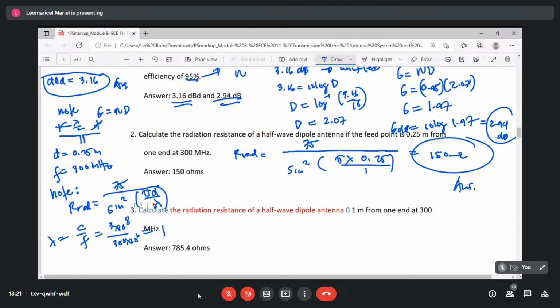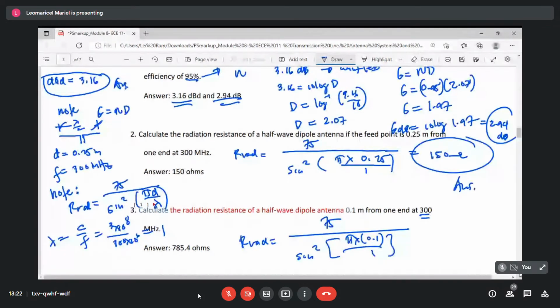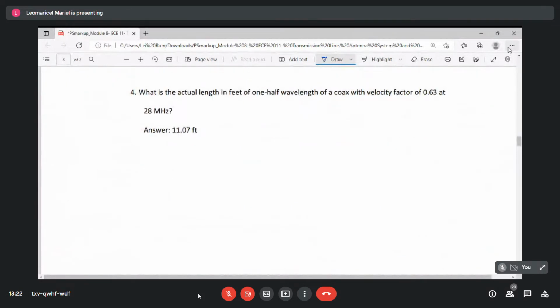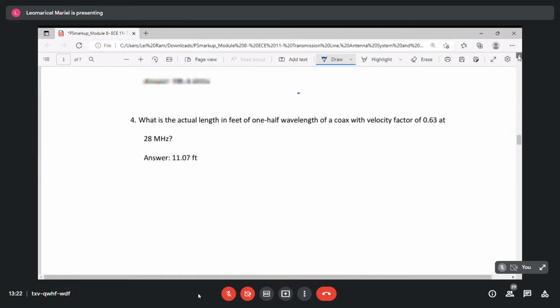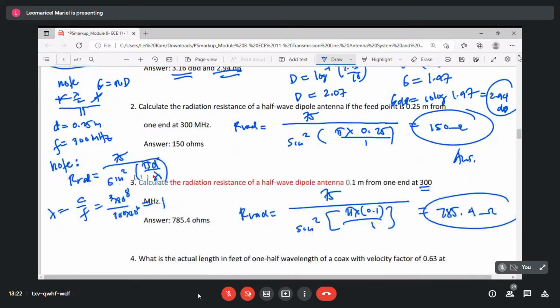Another one. Number 3: calculate the radiation resistance of a half-wave dipole that is 0.1 meter from the end at 300 megahertz. The formula is still the same. The radiation resistance equals 75 all over sine squared of pi times 0.1 all over 1, since the frequency is the same, 300 megahertz, so that is 1 meter. Is it correct that it equals 785.4 ohms? Please check. Again, your calculator must be in radian mode.